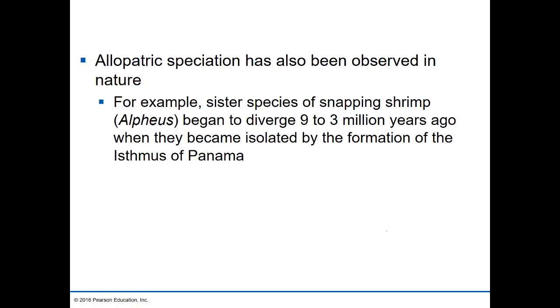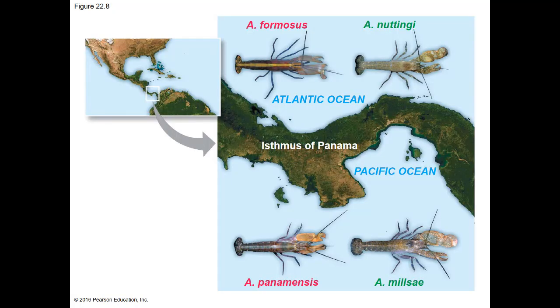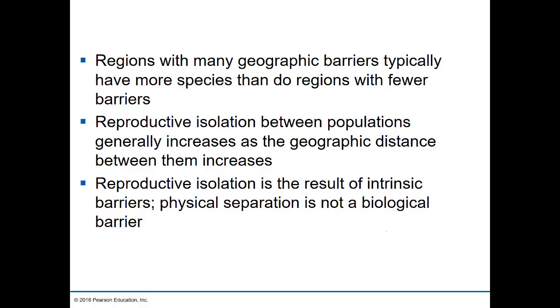Allopatric speciation has also been observed in nature. One example is with these little snapping shrimp. They diverged a long, long time ago, 9 to 3 million years ago, because they became isolated by the Isthmus of Panama. What occurred was that we ended up with 4 different species of shrimp because a physical barrier separated them. Regions with many geographical barriers typically have more species than regions with fewer barriers, and that's another way that we've been able to prove that allopatric speciation occurs.